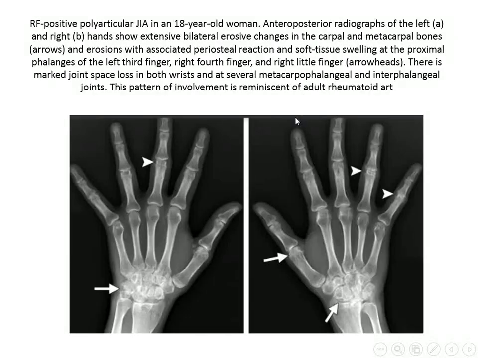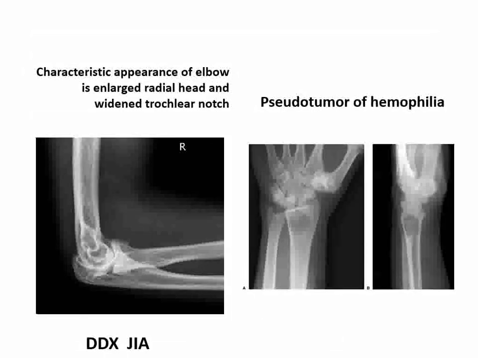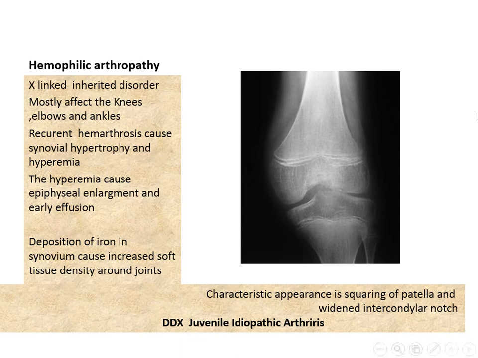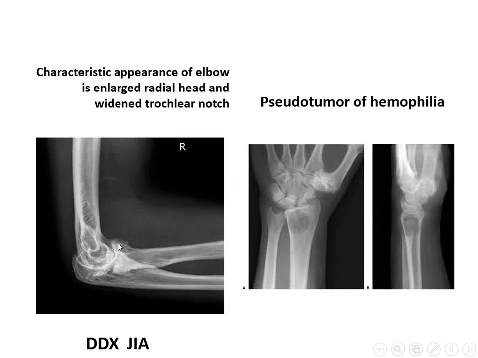We said before that hemophilia and juvenile rheumatoid arthritis cause physeal enlargement and intercondylar notch widening, and enlargement of the radial head and widened or deep trochlear notch in both hemophilia and juvenile arthritis. Here we have the trochlear notch, and this here is the trochlear notch.